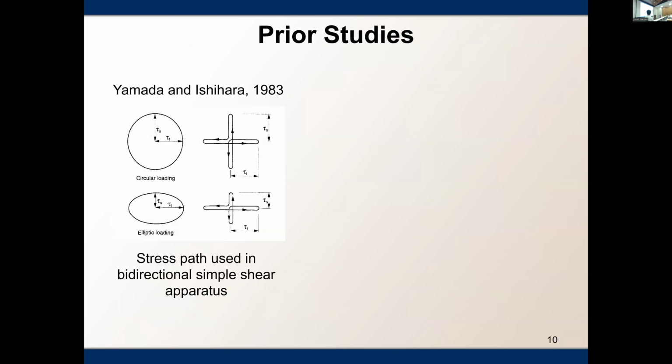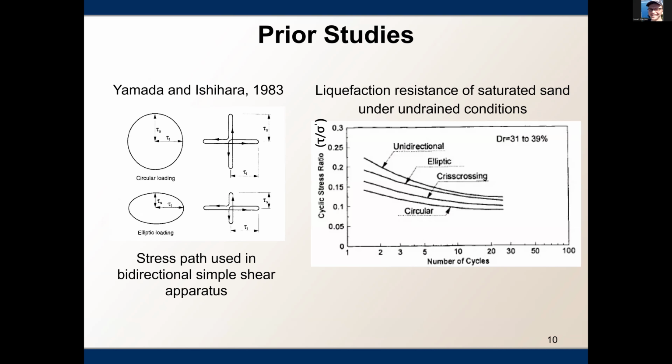There are not many studies with regards to bidirectional shaking effects. This is one of the earliest studies, done by Yamada and Chihara in 1983. In this study, they took a soil sample and subjected it, in a bidirectional simple shear apparatus, to different stress patterns, like circular path, elliptical path, and some crisscrossing paths. The objective was to look at the liquefaction resistance of that sample, which is saturated, under undrained condition.